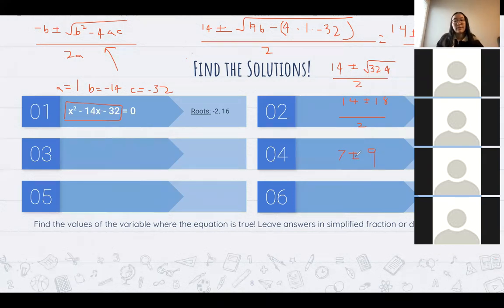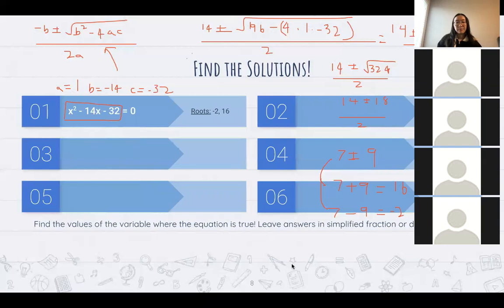And now what do we do with the plus or minus? That means it's going to be either 7 plus 9, that's going to be one of the roots, and the other root is going to be 7 minus 9. So that's 16 and -2. Yeah, so that's how we get 16 and -2.